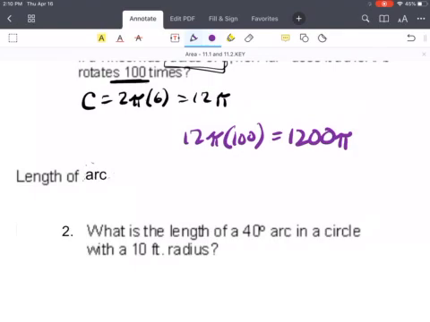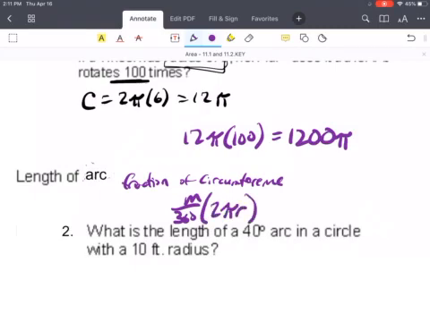Remembering what the length of an arc is, that's the fraction of the circumference. So the measure over 360 times 2 pi r. Length meaning how long. How long is it if there is a 40-degree arc in a circle with a 10-foot radius?